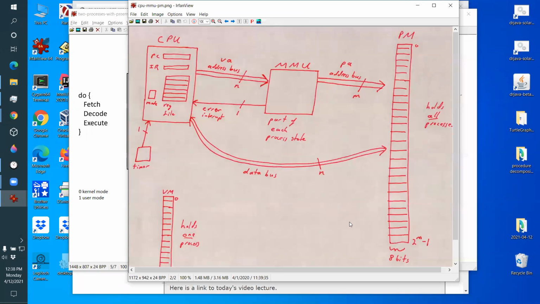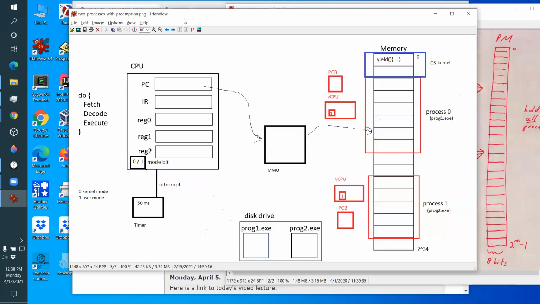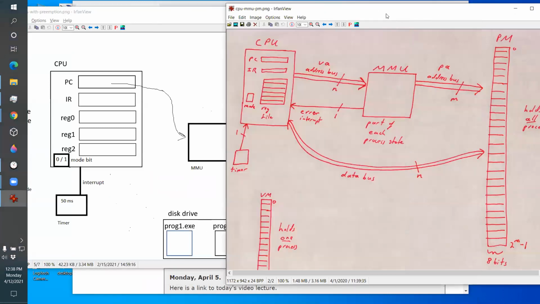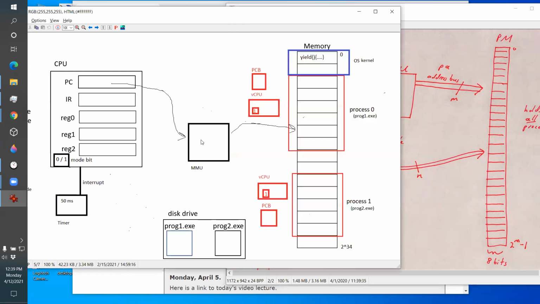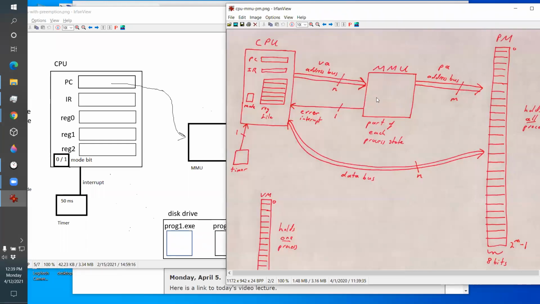Okay, it's a real similar picture. It's got a little bit more. In some ways it's got more detail, in some ways it has less detail. I mean, here's the CPU. The CPU is a program counter and instruction register and a bunch of other registers. There's a mode bit. There's a timer that can interrupt the CPU. We're really going to be talking about this memory management unit. So there's this memory management unit here.